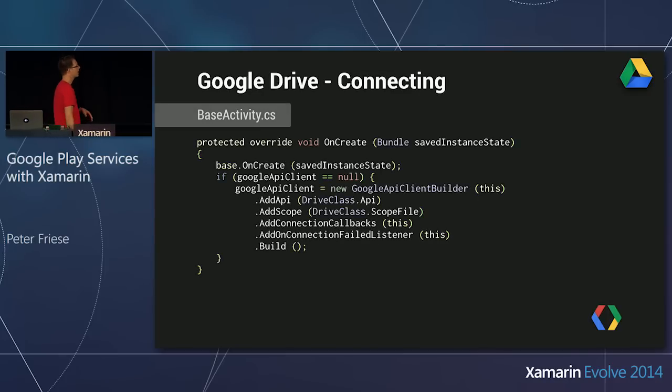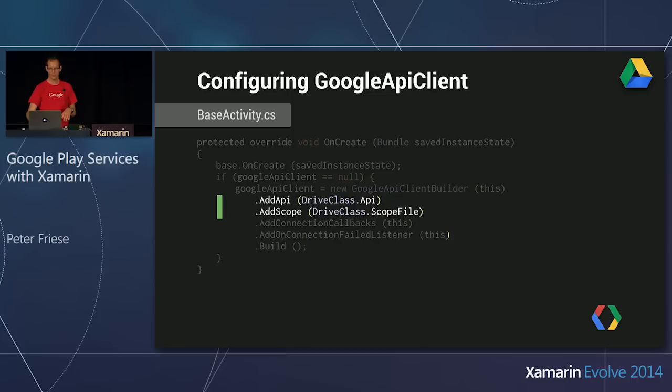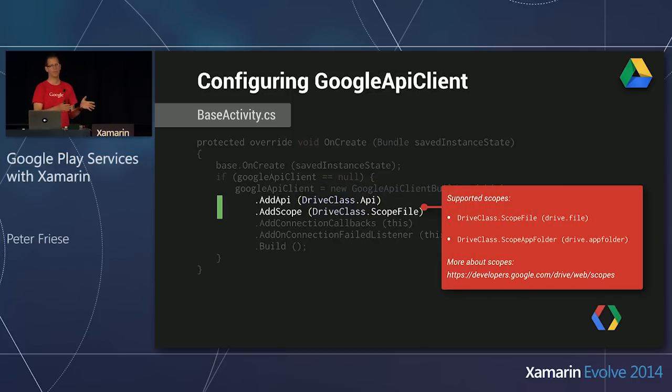So how to connect to Google Drive? We need to set up our Google API client, we need to add the Drive API, and we need to choose the appropriate scope. So when you're using the Android SDK for connecting to Google Drive, you've basically got two scopes that you can use to connect. One is the file scope, and the other one is the app folder scope. The file scope enables an app to create and read files with the user's permission, but you can't have a look at the whole drive.